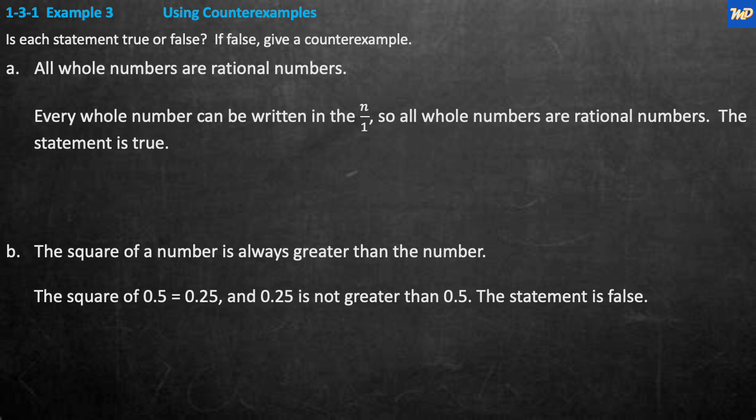So all whole numbers are rational numbers. The statement is true. How about the square of a number is always greater than the number. So remember, we're trying to decide, is this true what the statement is? Is it true or false? The square of a number is always greater than the number. Is that true or false? Well, the square of 0.5 is 0.25, and 0.25 is not greater than 0.5. So the statement is false. That's your counter example. Well, 0.25 or whatever your number might be, but less than 0.5, right?